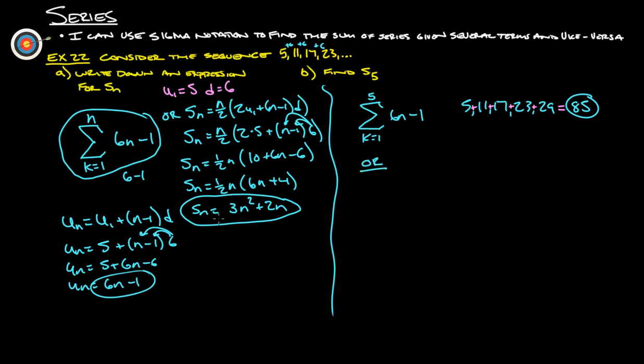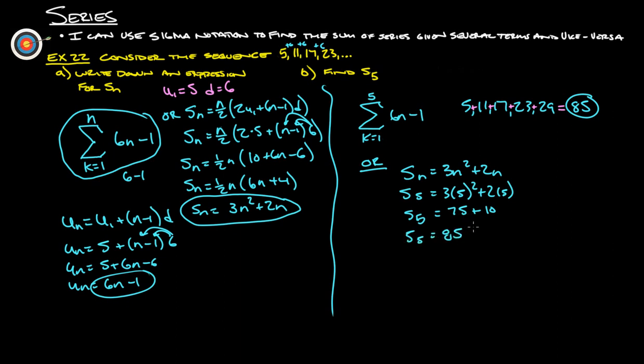Or we can use this formula here, our S of n, just copy the formula down that we had, 3n squared plus 2n, and now our n is going to turn into 5, so we do S of 5 equals 3 times 5 squared plus 2 times 5. 5 squared is 25, times 3 is 75, 2 times 5 is 10. So that tells us that the sum of the first 5 terms is going to equal 75 plus 10, which is 85, which is the same thing as that right there.